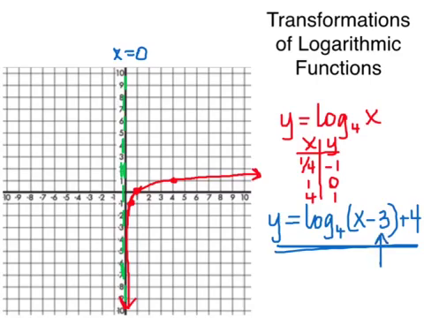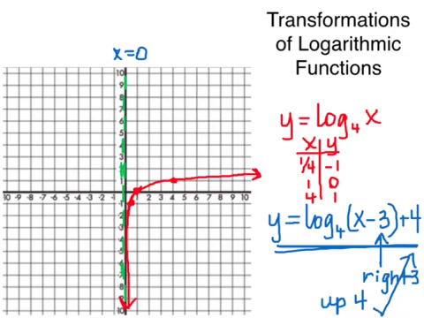Something that is considered inside the function moves stuff left and right, and it always moves it kind of the reverse direction of where you think it should go. So that 3 would be considered inside the function, and that is going to be a right 3 shift. The 4 is outside the function. It's not part of what we're taking the log of. You're only taking the log of the x minus 3, and then the plus 4 is kind of tacked on to the end outside the function. And so that would be an up-down shift, and it goes in the direction you think it would go, where positive is up and negative is down. So up 4 shift there.